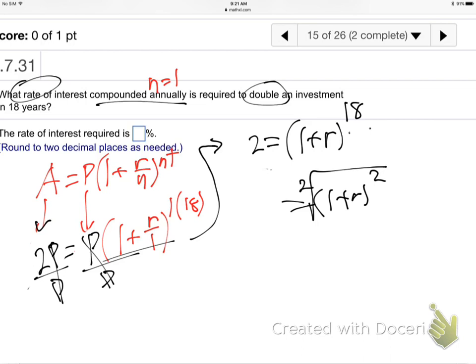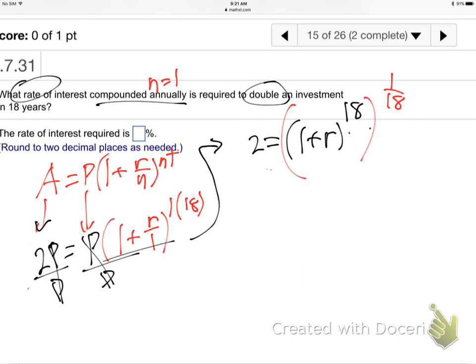2 root. So how do you get rid of an 18th power? 18th root. But another way to say that might be easier for you is a 1/18th power. That's the same thing. You can write 18th root if you want to. It's the same as a 1/18th power. Remember, roots are the same as fractional powers. Remember that connection? So either way will work. I think this might stick better in your mind, but if you like the root thing, do that.